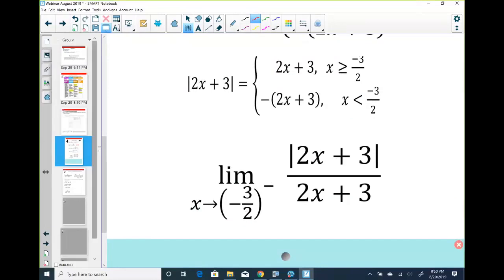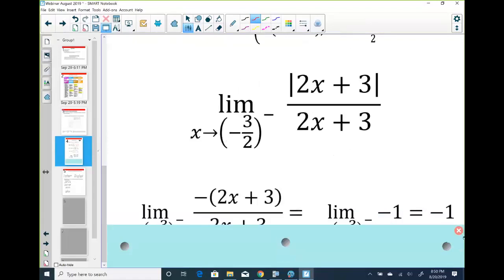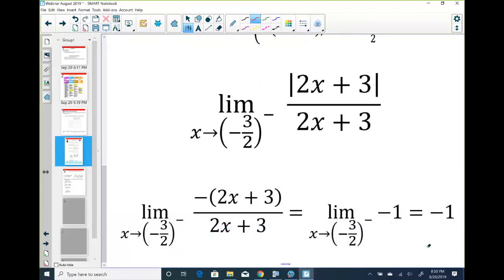So in the numerator, instead of that absolute value, I'm going to step in and just put in the opposite of 2x plus 3 in the numerator, which we see reduces down to -1, and the limit of -1 is -1.